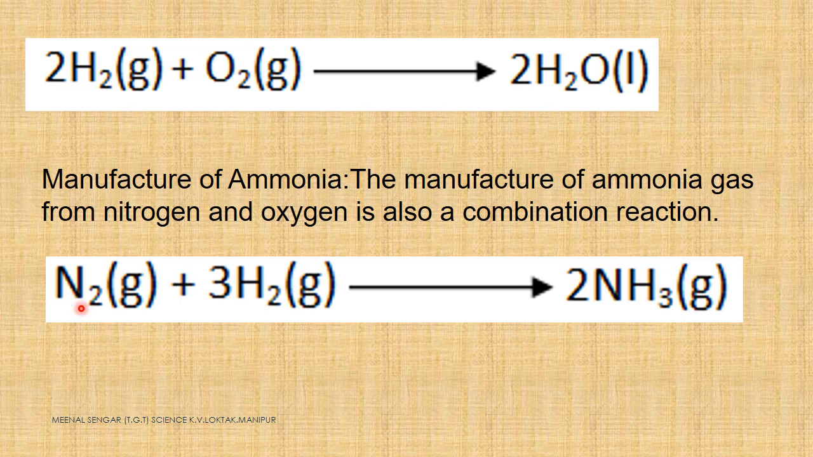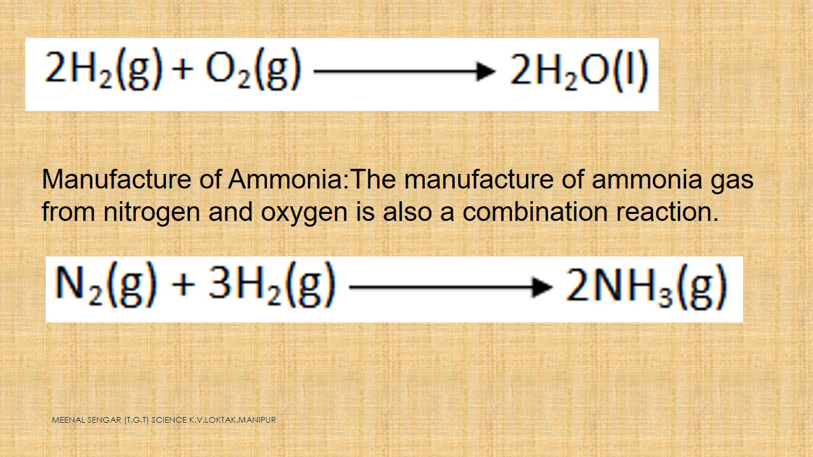So when you react nitrogen, which is in gaseous form, with 3 molecules of hydrogen, you get ammonia. In this reaction also a large amount of heat is produced. That is why it is an exothermic reaction as well as a reduction reaction.